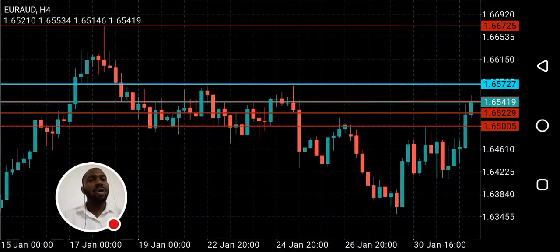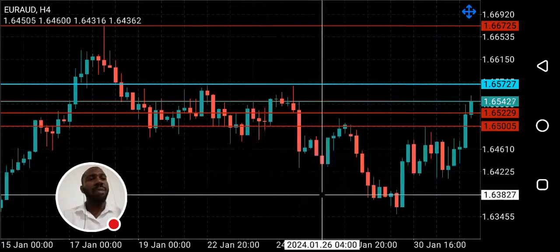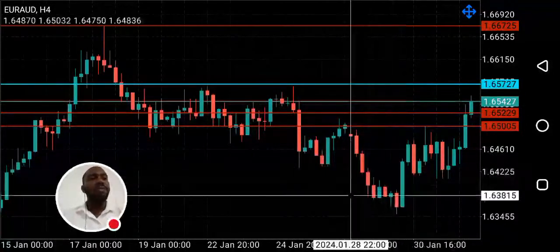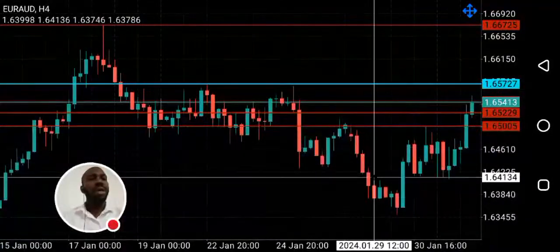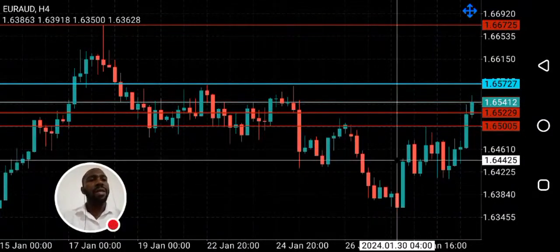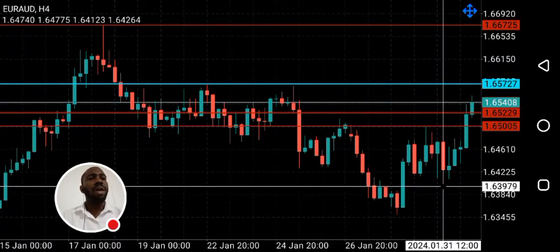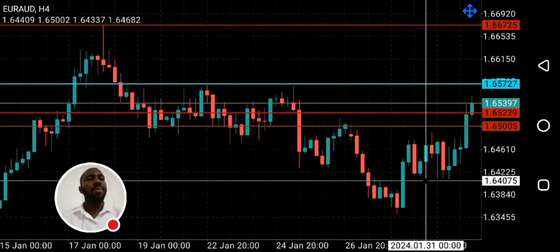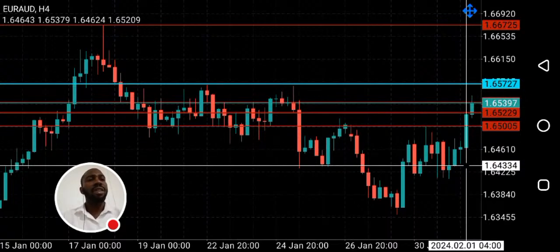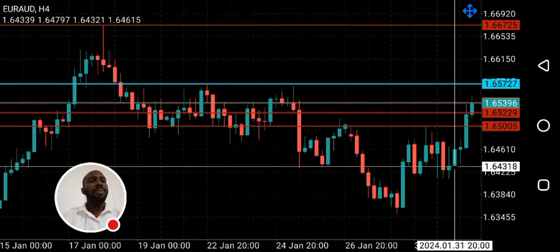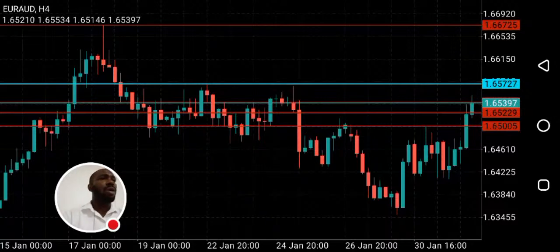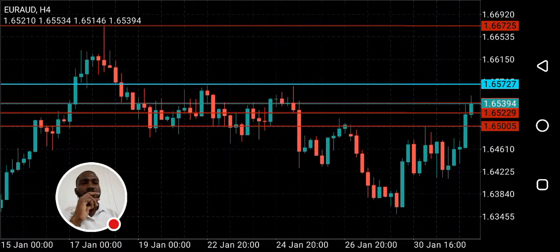I cannot buy Euro Aussie at the moment because of where price is. This is where I should have entered buy, after the formation of this engulfing pattern, or after the formation of this spinning bottom. But right now the market is trading far above this level, so I cannot jump in and start buying. At the moment it is bullish, but I'm looking for a sell opportunity on Euro Aussie.